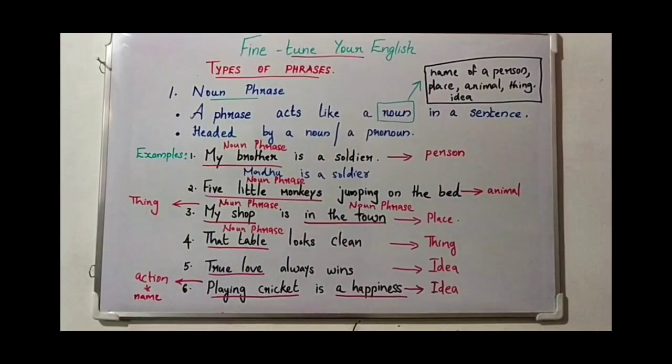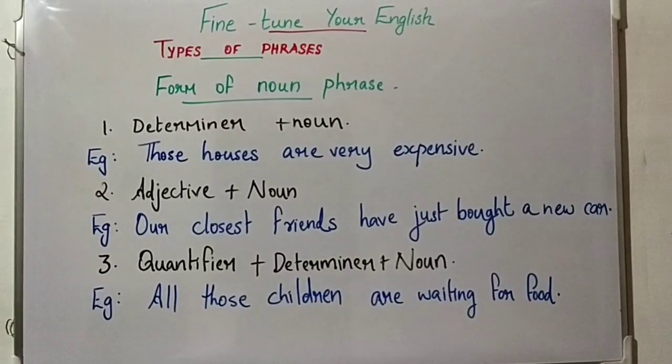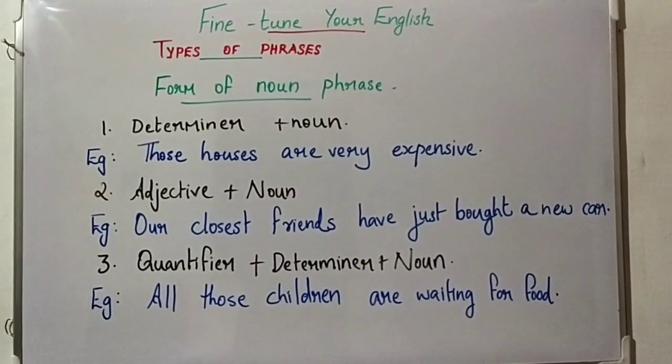See the first noun phrase in the sentence, playing cricket. It's a combination of a gerund, playing, and a noun, cricket. Then the second noun phrase in the same sentence, a happiness, is a combination of an article, a, and happiness, the noun.